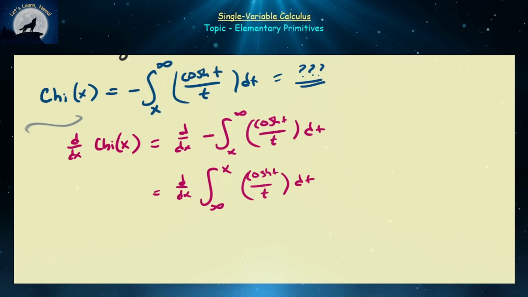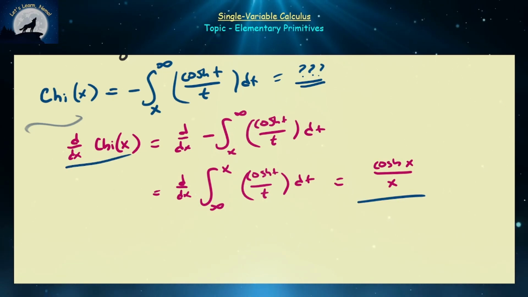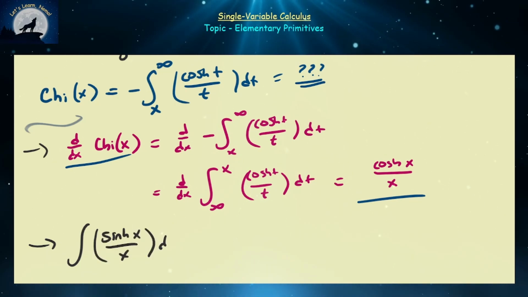That bottom can be taken as a limit and then viewed as a constant. So then we can just apply the fundamental theorem of calculus here, and that would just be the hyperbolic cosine function divided by x, right? So that's the derivative of chi of x, and obviously that's going to be true. And one could ask, okay, what is the antiderivative of the hyperbolic sine of x divided by x dx?